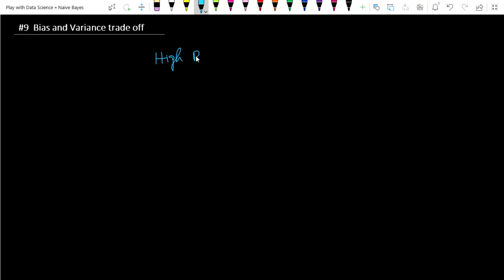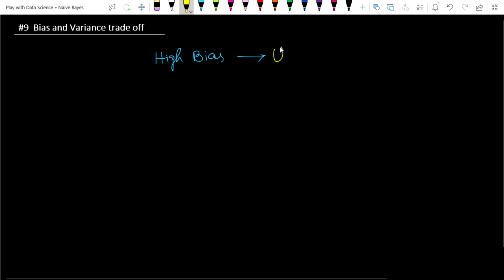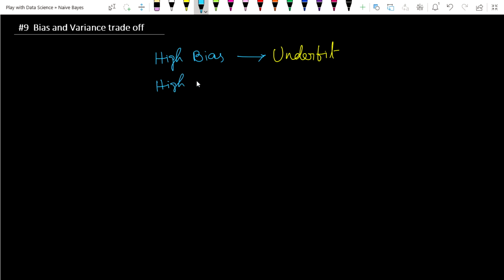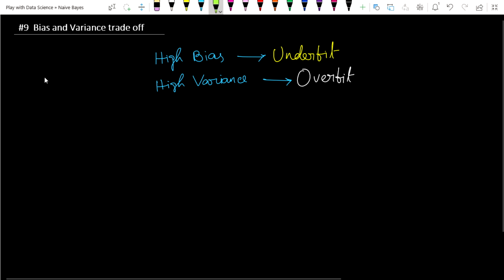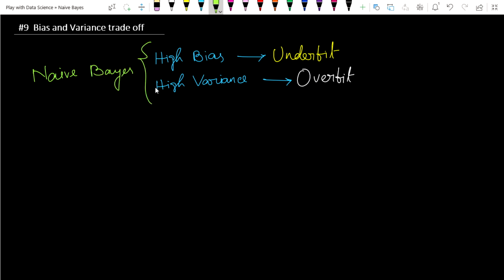So what does high bias mean? High bias simply means our model is underfit. And what does high variance mean? Simply, our model is overfit. Now, in this Naive Bayes classifier technique, we handle these two things.